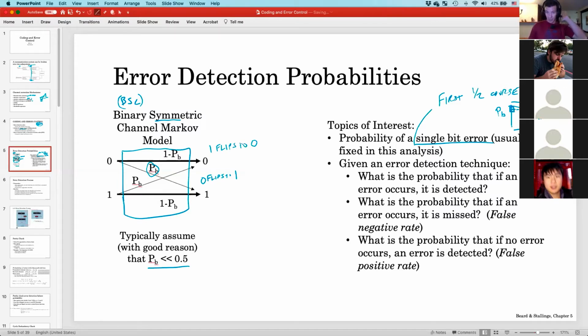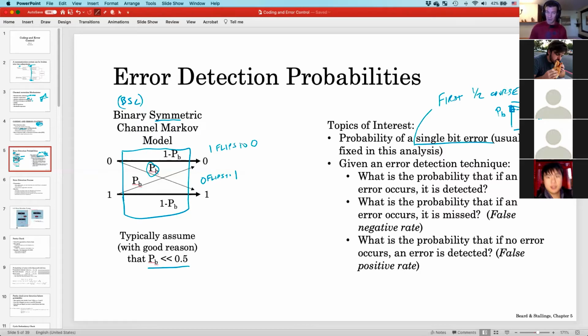Given that probability of single bit error, then comes the question of what can we do, or what is a good and rational and efficient method of injecting check bits to make sure that we, at the end of the day, from start to stop, get the fewest number of flipped bits or lost bits, if you like.